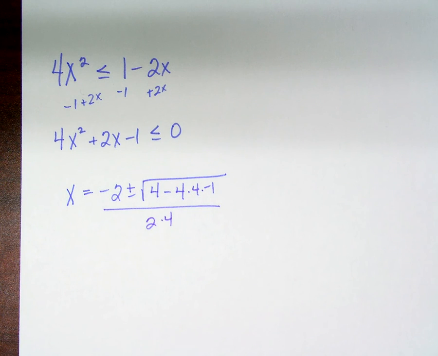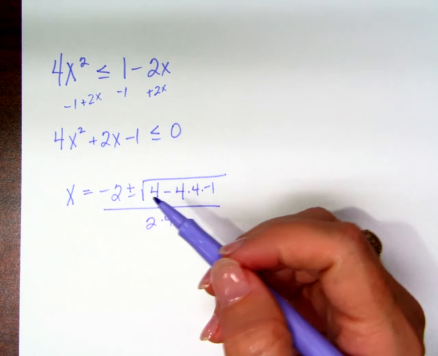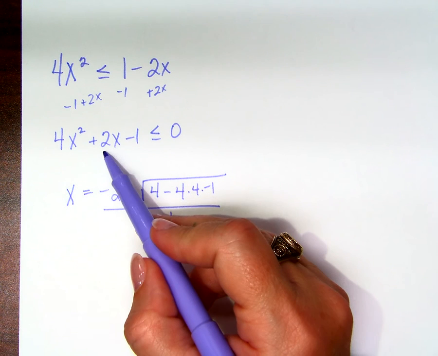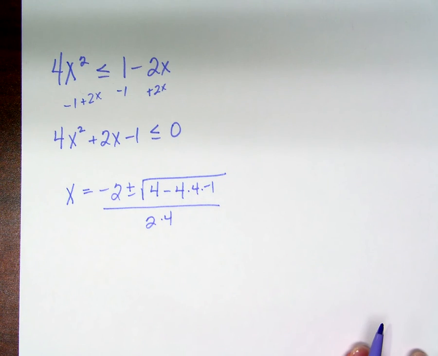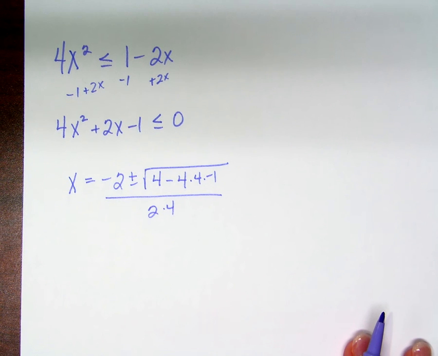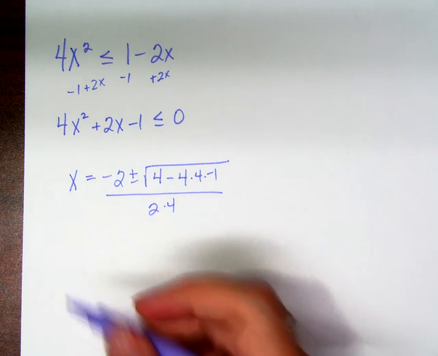Sir, what did I do this time? B squared? 2 squared? 4? It's okay. No, it's okay. I just did it in my head. I'm sorry. I skipped a step.